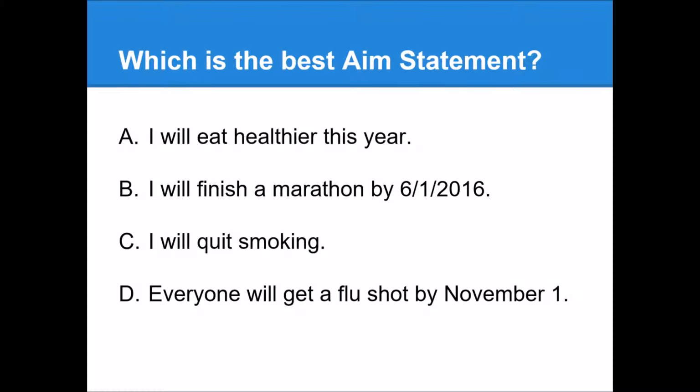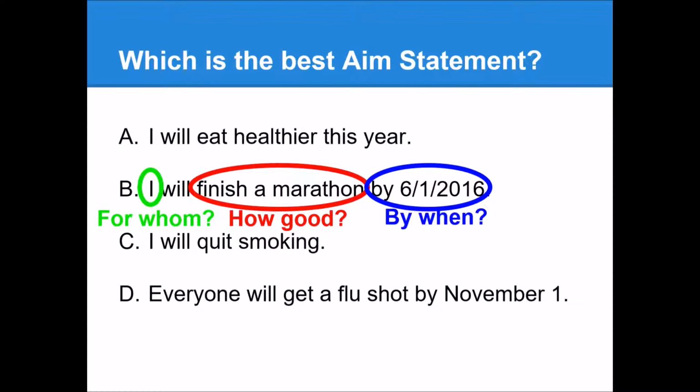The only one of these aim statements that contains all three of those elements we talked about is B. I will finish a marathon by 6/1/2016. How good, by when, and for whom. The other three answers are missing one or more of those concrete parts of an aim statement.